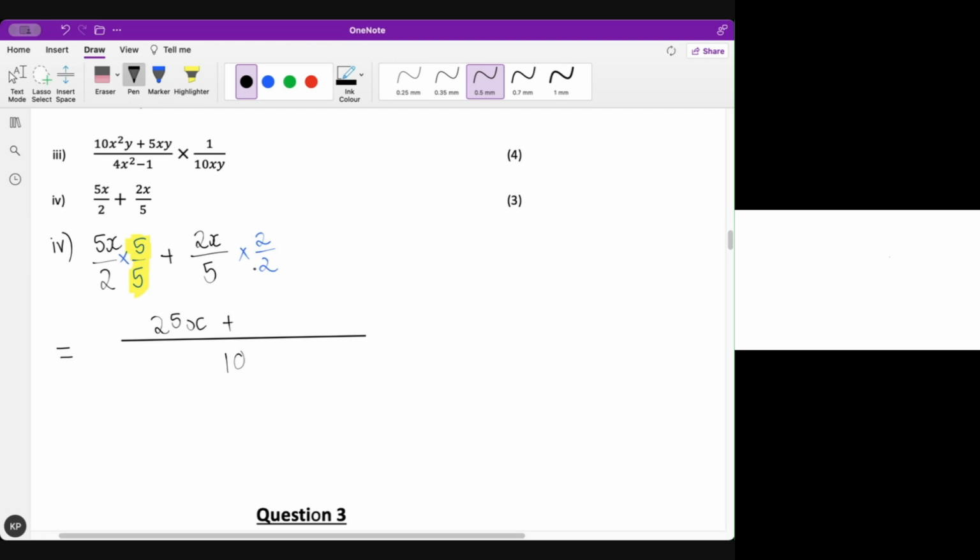Plus a 2x times 2. That is indeed 4x. Is this my final answer? No. What else can I do with this? What else? Yes, brilliant.